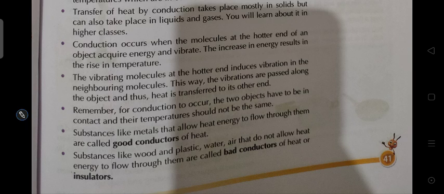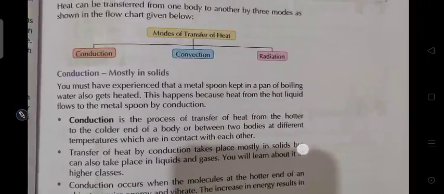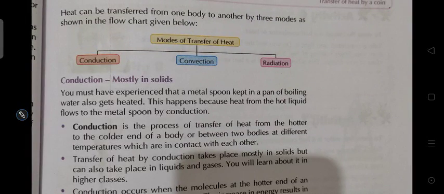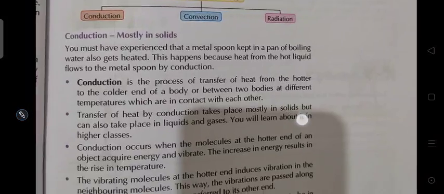Okay, students. So up to conduction we have studied in this video. In the next video we will discuss the convection method and how the convection method is useful to transfer heat. Okay.